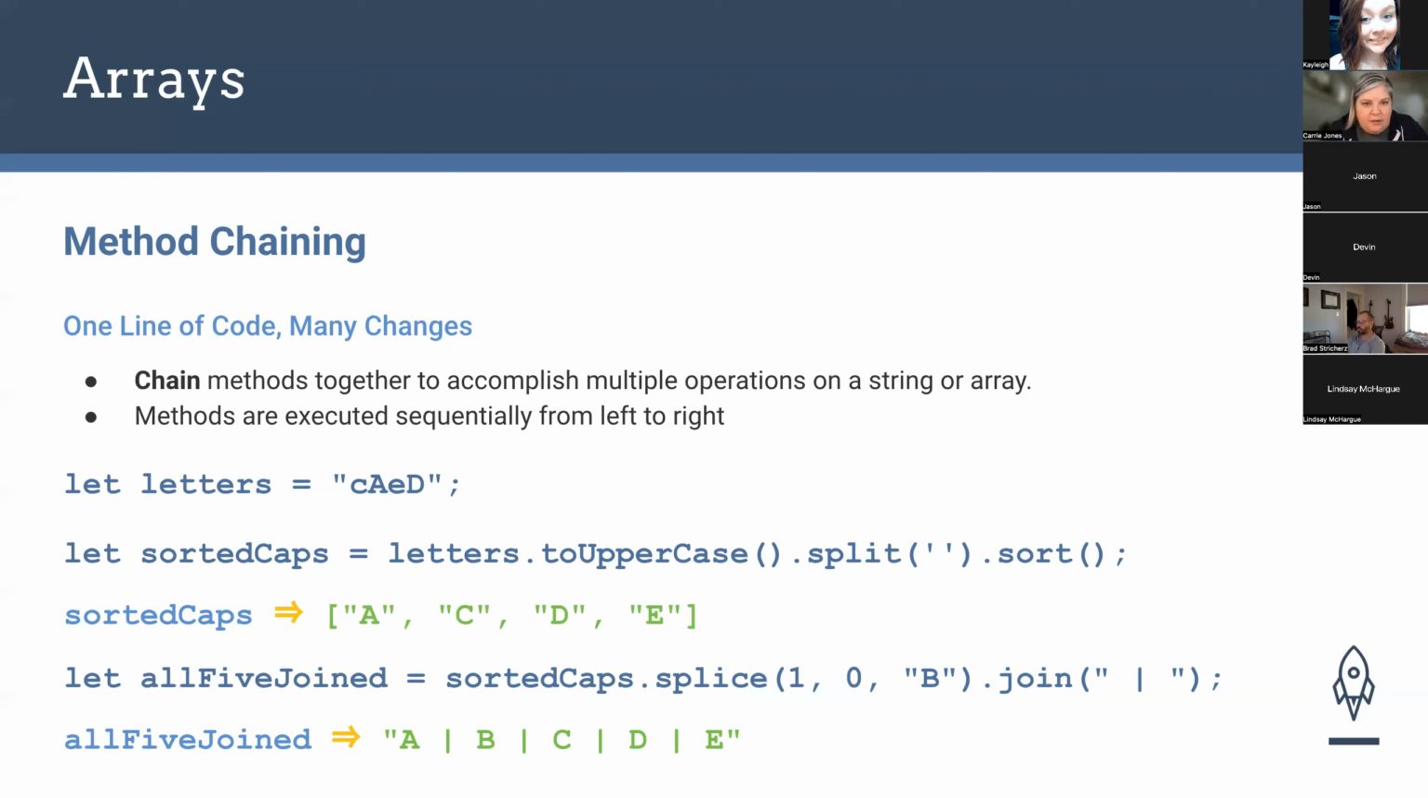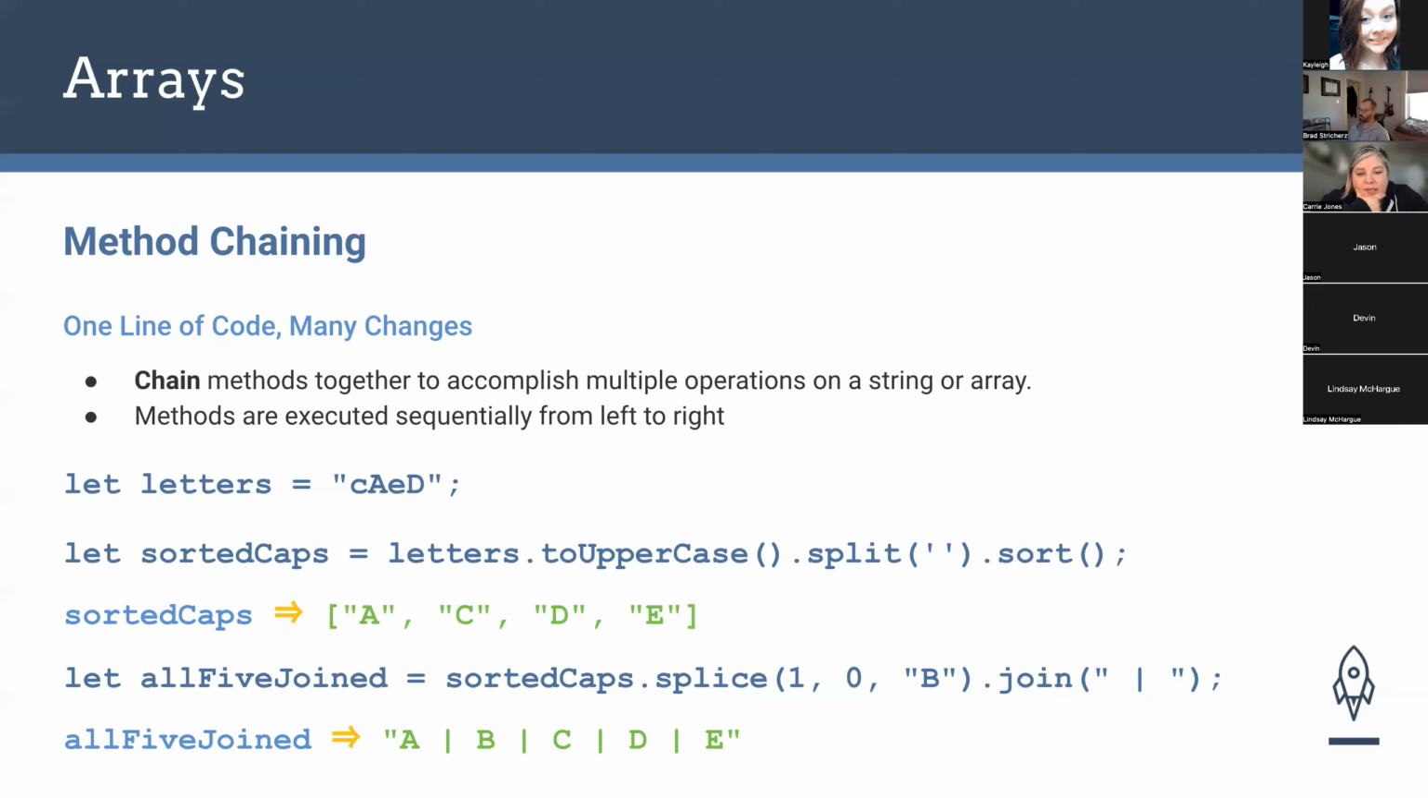Yes, left to right. It's going to execute toUpperCase first. Like in this first example here, it'll take letters, execute toUpperCase, then split it, then sort it. And that order is important. But if I was writing this code myself and I put sort, then uppercase, then split, would that mess it up?